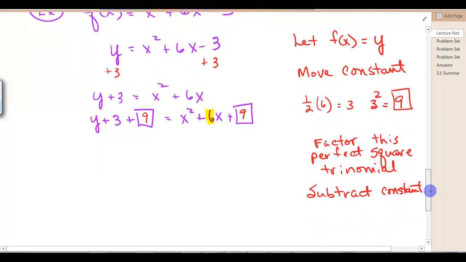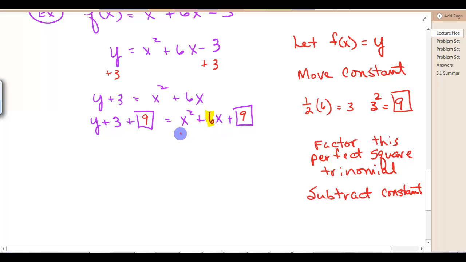So this is now a perfect square trinomial, and you're going to factor it, meaning you're going to rewrite it as something squared. On this side, you're going to just combine. So you have y plus 12. Now, what goes here is x, you match that sign, and whatever half of that was, that's the number that goes here. So if I square x plus 3, I end up getting that because I created a perfect square.